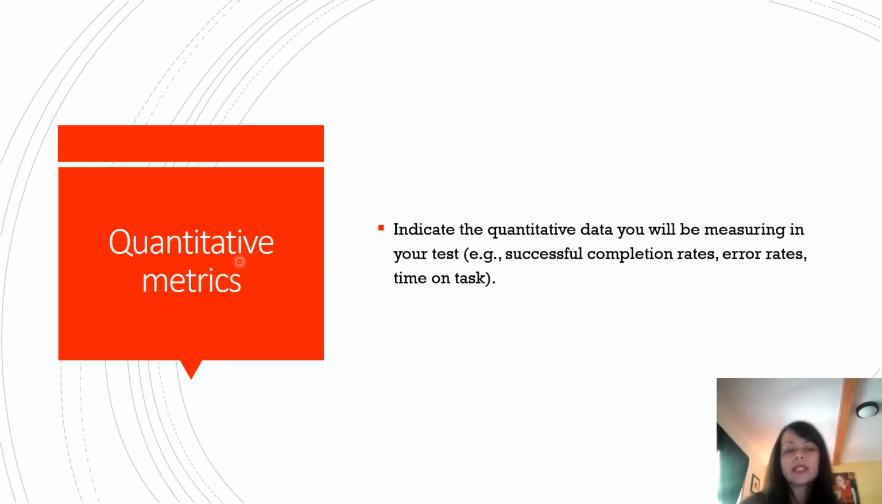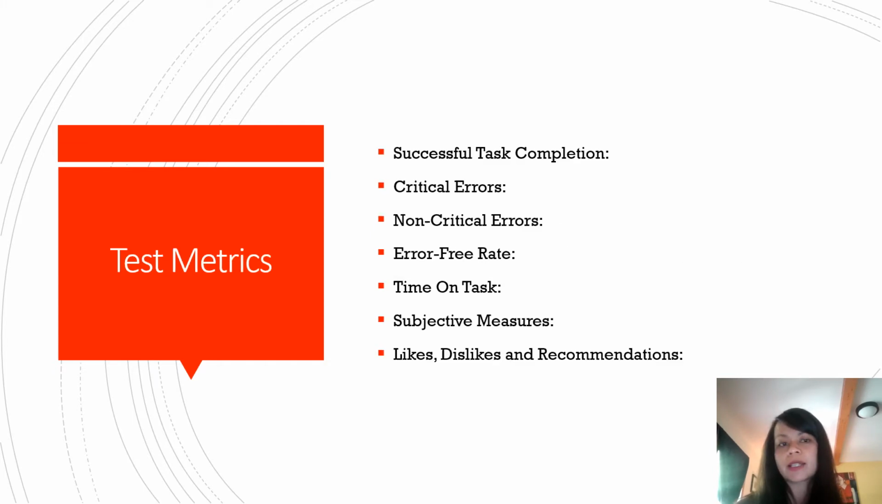Okay, next is quantitative metrics. Indicate the quantitative data that you'll be measuring in your test. So these would be the metrics that you have identified that you're going to test. For example, successful completion rates, is that something you're going to look for? Error rates and the time on task, how long it takes to perform the task. So those are quantitative metrics.